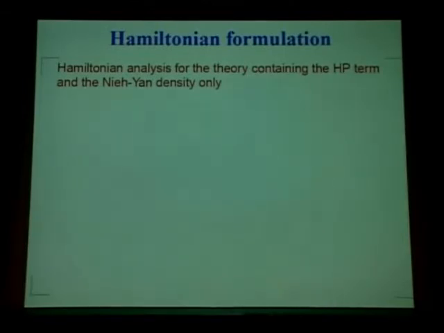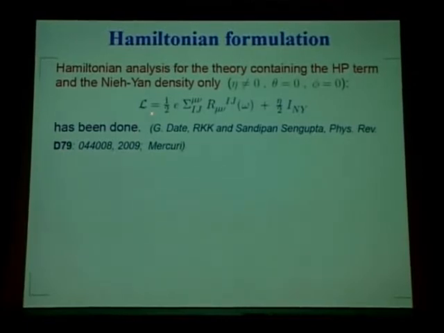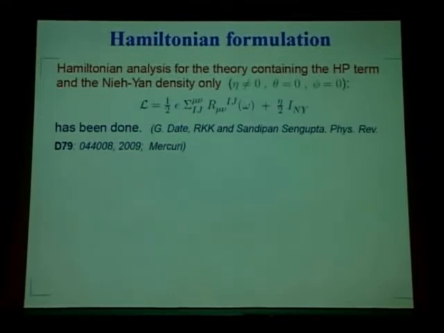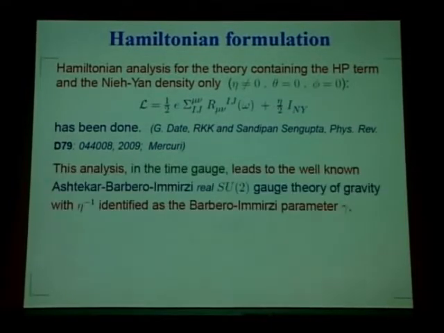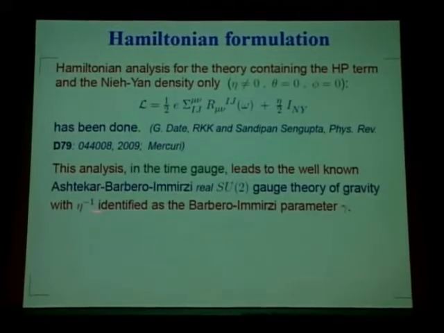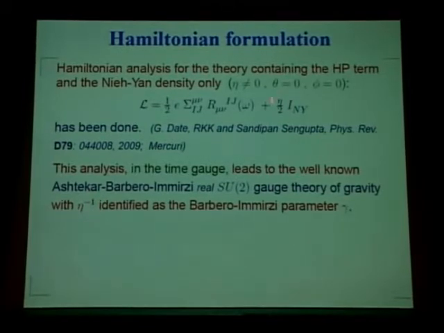So now let me try to set up the Hamiltonian formulation for this theory. Hamiltonian analysis for the theory containing the Hilbert-Palatini term and the Nieh-Yan term only, which means eta non-zero and theta and phi zero, was done some time back. What this analysis led to, in the time gauge, is the well-known Ashtekar-Barbero-Immirzi real SU(2) gauge theory of gravity, with eta inverse, where eta is the coefficient of the Nieh-Yan term, identified as the Barbero-Immirzi parameter.